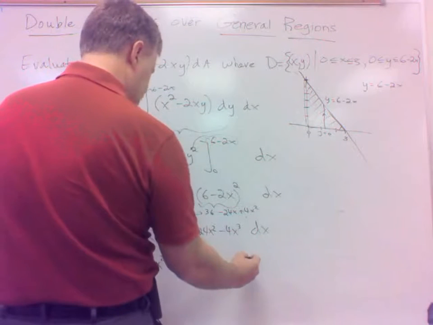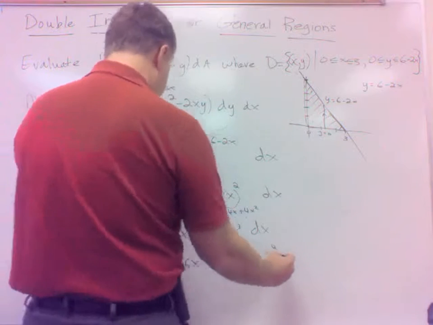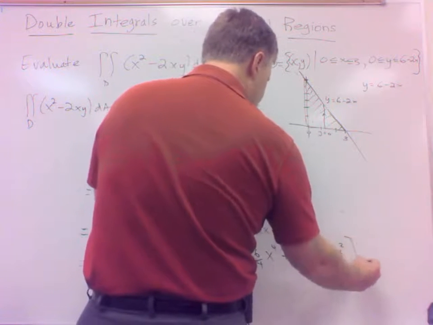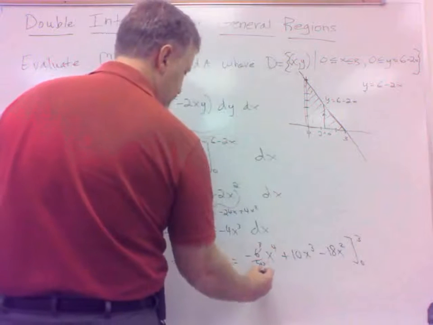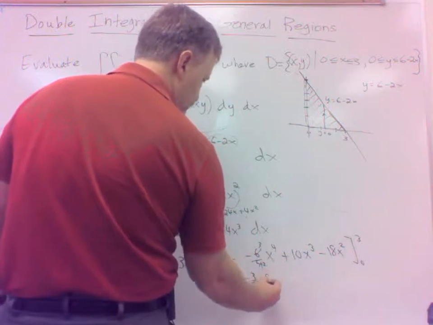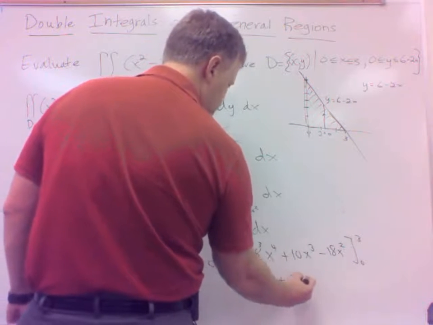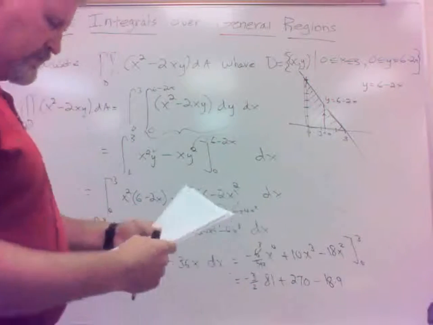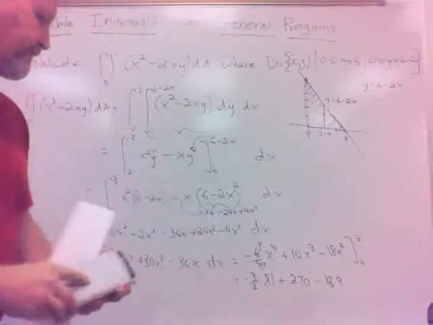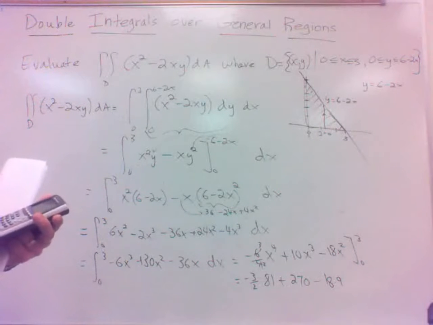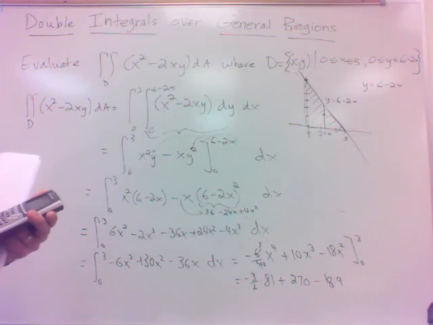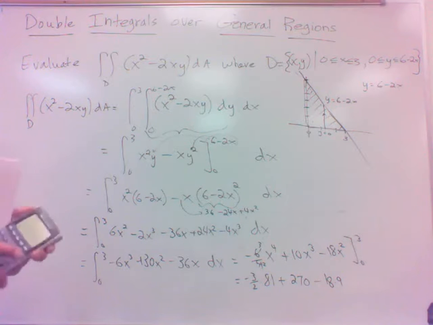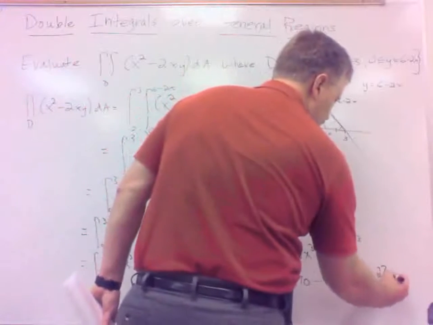So that'd be minus 6 over 4 x to the 4th plus 10x cubed minus 18x squared, from 0 to 3. So that'd be minus 3 halves times 3 to the 4th, which is 81, plus 10 times 27, so that'd be 270, minus 18 times 9, and everything else is 0. What does that come out to be? Three halves, 81, 270 minus 18 times 9. Yeah, that makes it 27 halves.